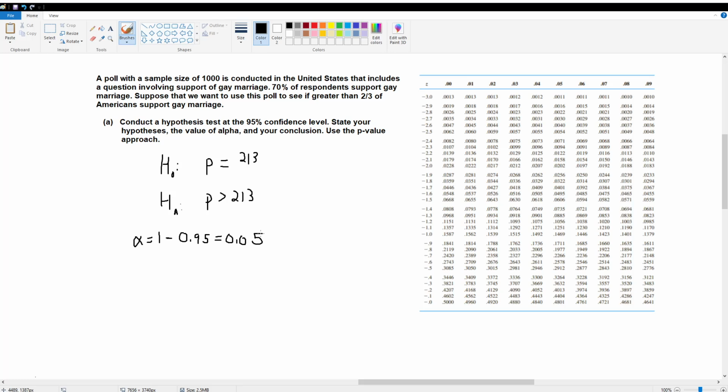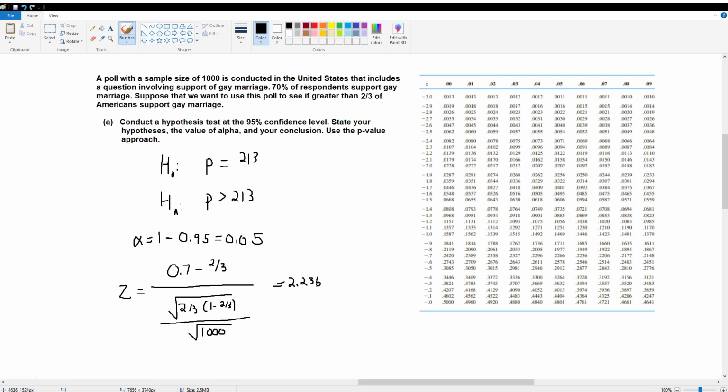Now, to get our p-value approach and use our z-tables off to the right, we've got to get our test statistic, which is going to be equal to the poll result of 70%, so 0.7, minus the hypothesized percentage of 2/3, so I'll just put in 2/3. And then we will divide this by the standard deviation, which was that numerator part, of 2/3 times 1 minus 2/3. And then this will be divided by the square root of our sample size, which is a very solid 1,000.